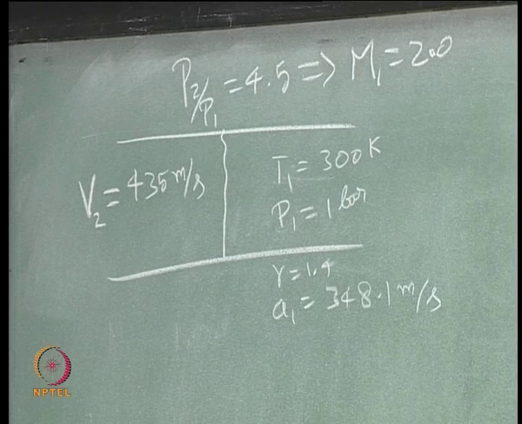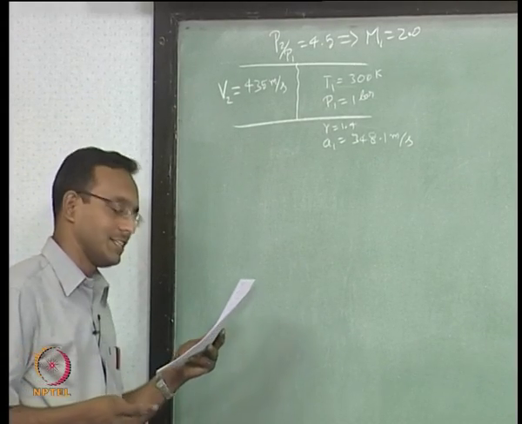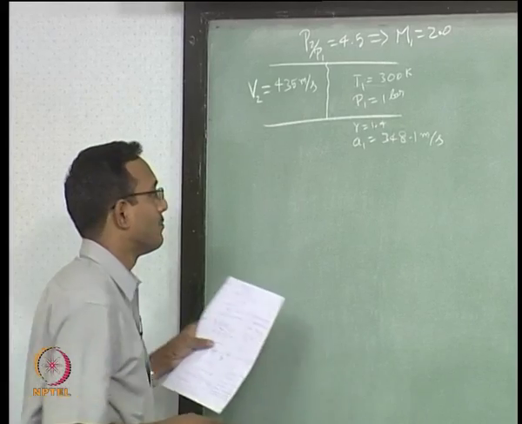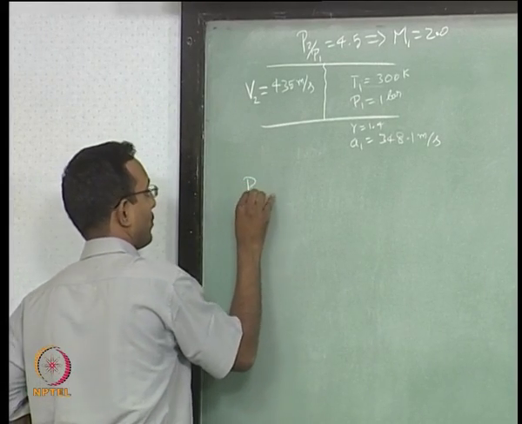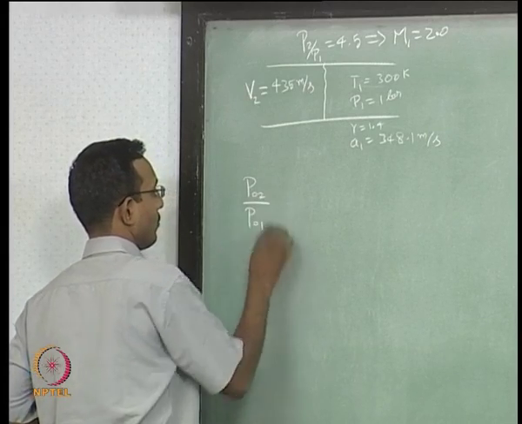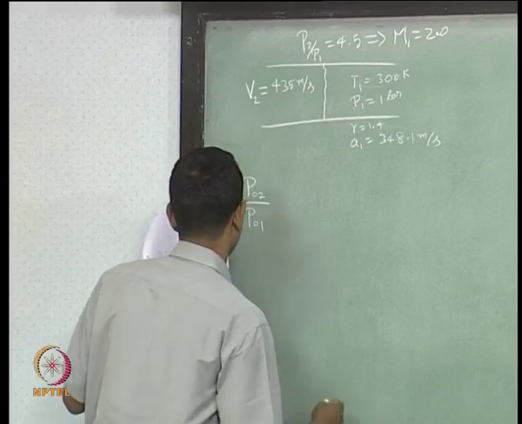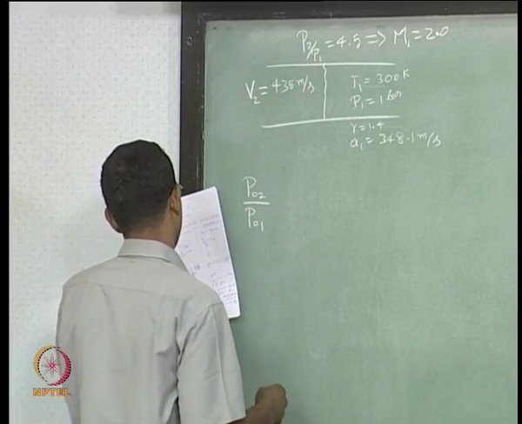Now we want to go beyond this. Okay. We want to solve for the entropy change across this. Before that, I want to solve P02 by P01. Only after I solve this, I can solve entropy change anyway. So, we will solve this. Okay. P02 by P01.